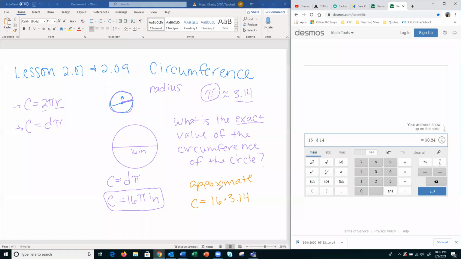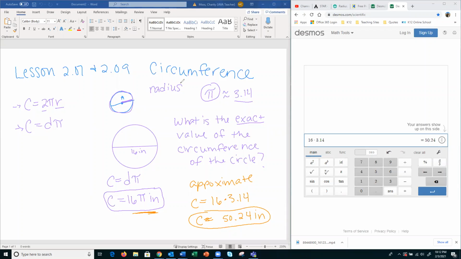Okay? It'll round weird if you don't use 3.14. In fact, I might show you here in just a second. So C is approximately 50.24 inches. So this would be the approximate answer, and then this would be our exact answer.